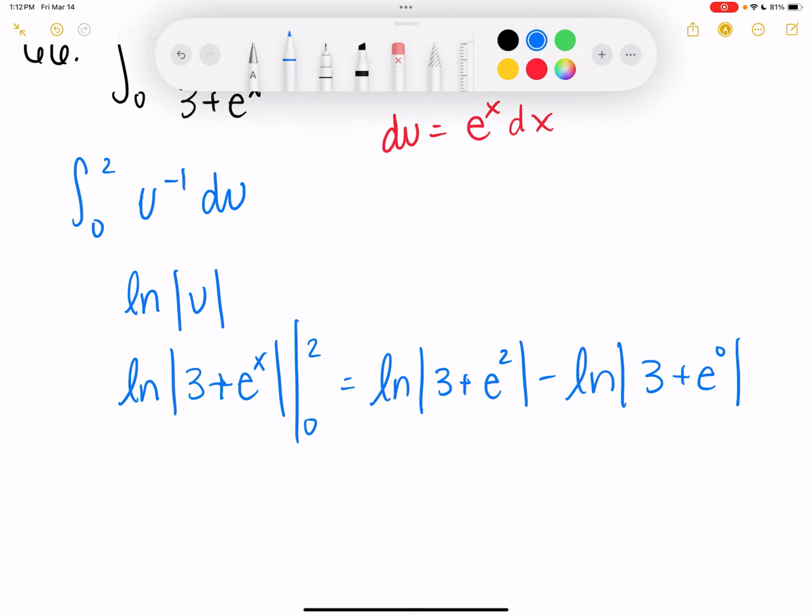You're going to have to use a calculator on this problem, except I don't want you to do this part on the calculator. What is e to the 0? 1. So that's going to be the ln of 4. And then you're going to have to type that part in. But we can just do 3 plus e squared because we know that's not going to be negative. I'll just save you from having to type it in. It's 0.954.